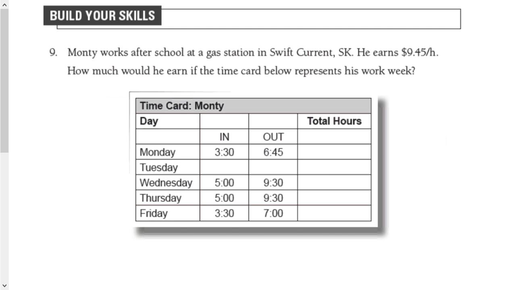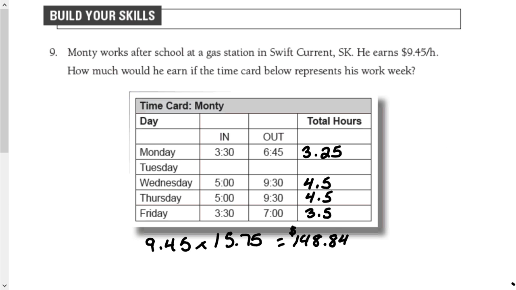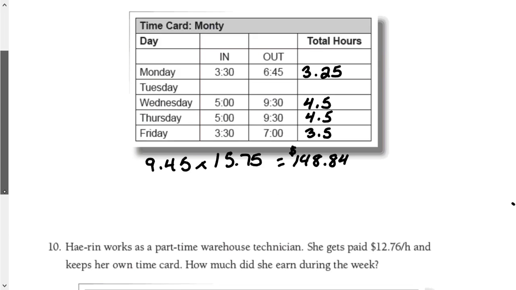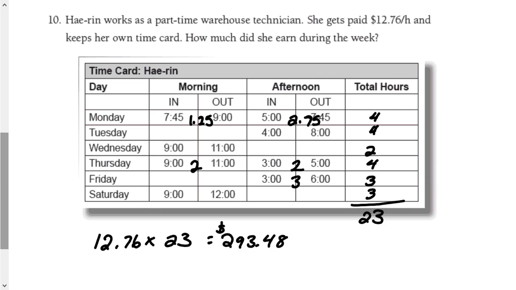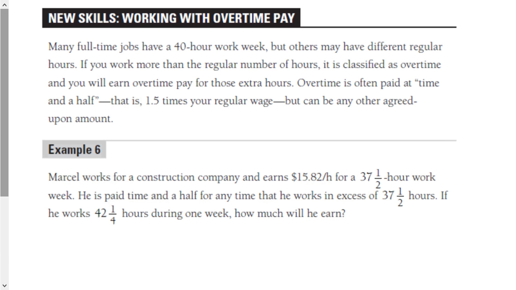Pause this one, try this one on your own. Okay, so you should have your total hours calculated, multiply it by his hourly earnings, and you should get 148.8375, rounded to 2 decimal points, you get 0.84. Pause the video here and try this one on your own. Okay, so you should have gotten 23 total hours and then multiplied it by her hourly earnings of $12.76.